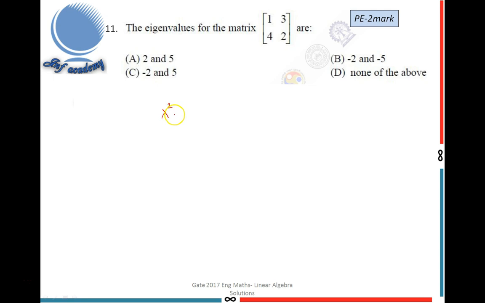So the characteristic equation is lambda square minus C1 lambda plus C2 equals 0, where C1 equals the sum of principal diagonal elements, 1 plus 2, 3. C2 equals the determinant of A, 2 minus 12, that is minus 10. So finally I got the characteristic equation: lambda square minus 3 lambda minus 10 equals 0. Solve this quadratic equation, we get the lambda values minus 2 and 5. So option C is the correct answer.